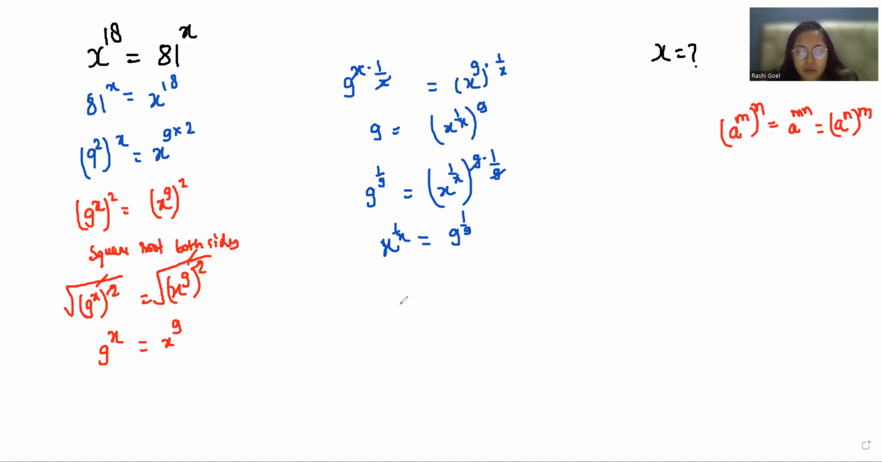Now if we compare both sides, the value of x is 9. And if we have to find the value of 1 by x, this is 1 by 9. After doing cross multiplication, it gives us the value of x is 9 also.